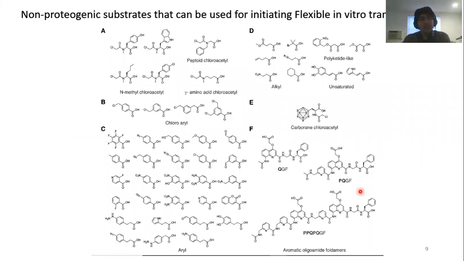So this is just a collection of all the different non-proteogenic substrates that you can add at the place of methionine. So it's quite a lot. You can add different residues, and you can even add different peptides, like tripeptides or dipeptides, into the N terminus of the protein.